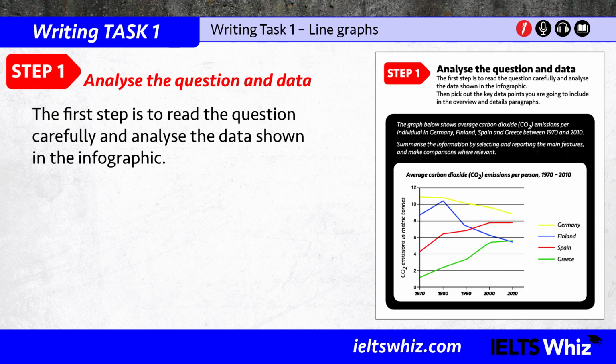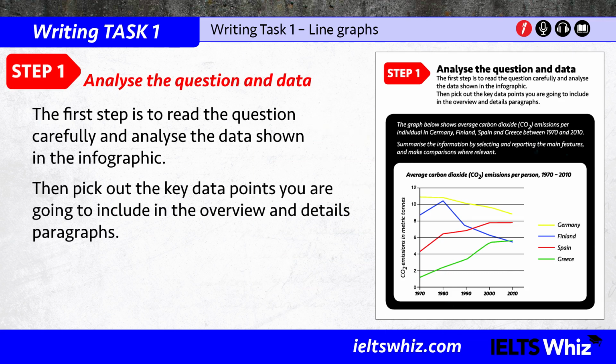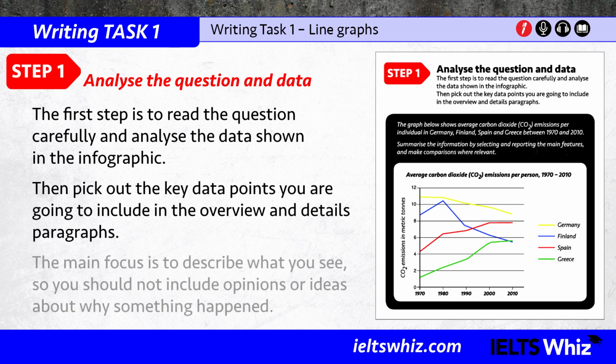The first step is to read the question carefully and analyze the data shown in the infographic. Then pick out the key data points you're going to include in the overview and details paragraphs. The main focus is to describe what you see, so you should not include opinions or ideas about why something happened.